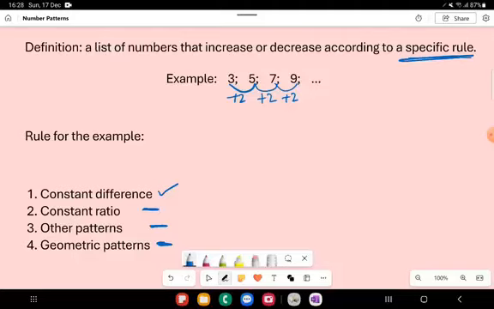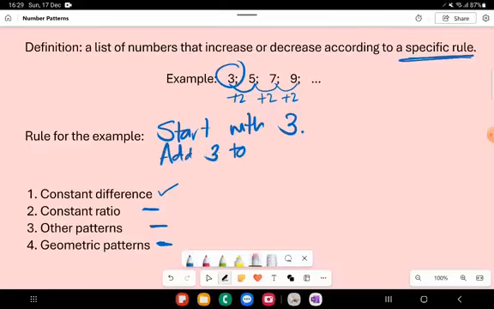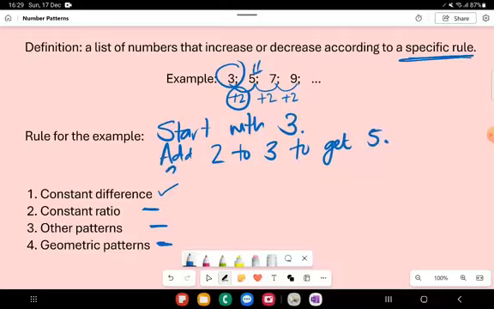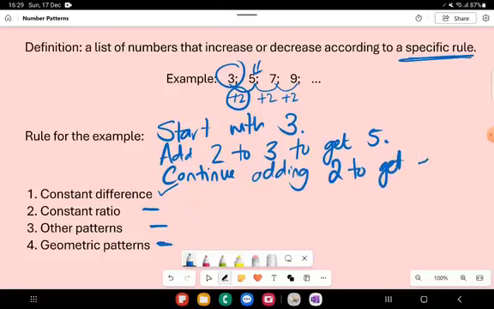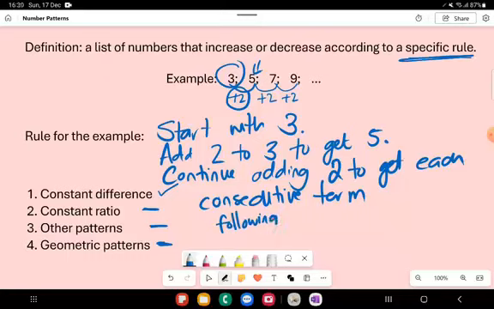Let's quickly write out the rule. If you're writing out the rule in words, you are going to tell me first where to start. So you're going to start by saying start with 3, because the first number in the number pattern is 3. Then you are going to tell me to add 2 to 3, to get 5. That's the 5, right? And then you're going to tell me to continue adding 2 to get each consecutive term. Consecutive means following one after the other. So this is how you write the rule in words.